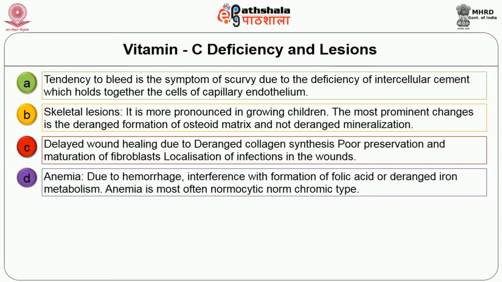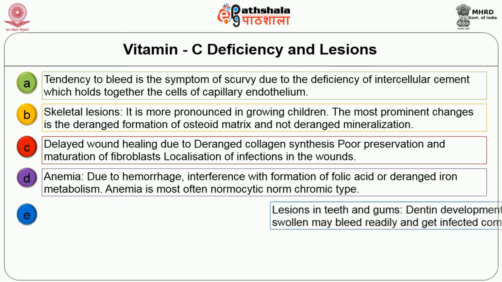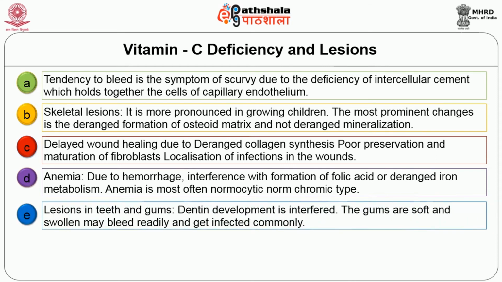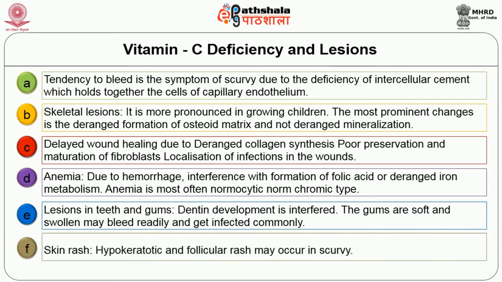Anemia is due to the hemorrhage, interference with formation of folic acid or deranged iron metabolism. Anemia is most often either normocytic or normochromic type. In lesions of teeth and gums, dentin development is interfered with. The gums are soft and swollen and may bleed readily and get infected commonly. Skin rash is due to hyperkeratosis, and a follicular rash may occur in scurvy.